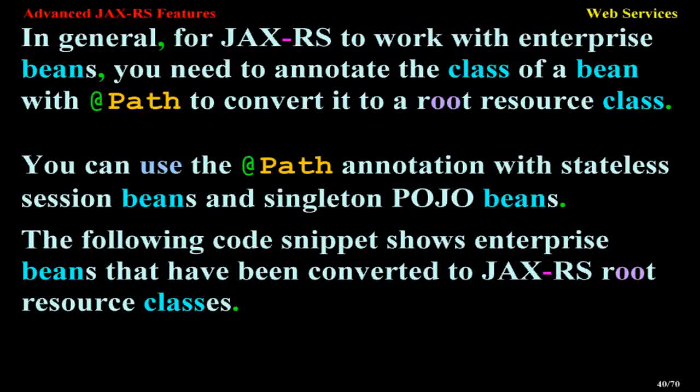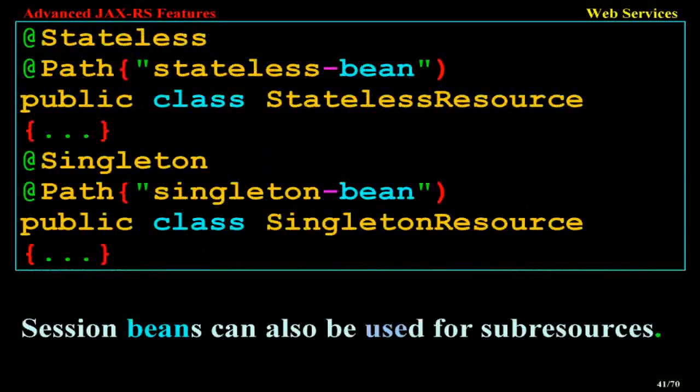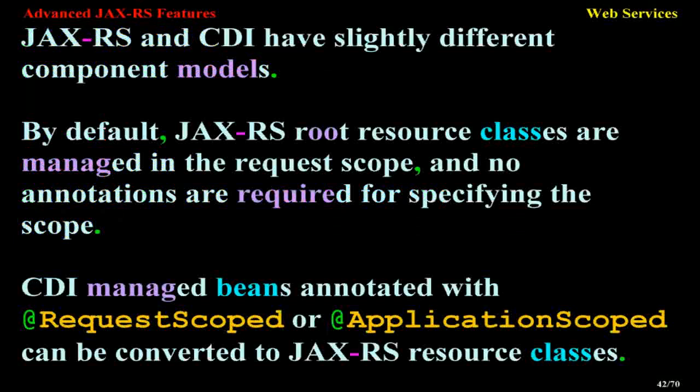The following code snippet shows enterprise beans that have been converted to JAX-RS root resource classes. @Stateless @Path("stateless-bean") public class StatelessResource {...} @Singleton @Path("singleton-bean") public class SingletonResource {...} Session beans can also be used for subresources. JAX-RS and CDI have slightly different component models. By default, JAX-RS root resource classes are managed in the request scope, and no annotations are required for specifying the scope. CDI managed beans annotated with @RequestScoped or @ApplicationScoped can be converted to JAX-RS resource classes.